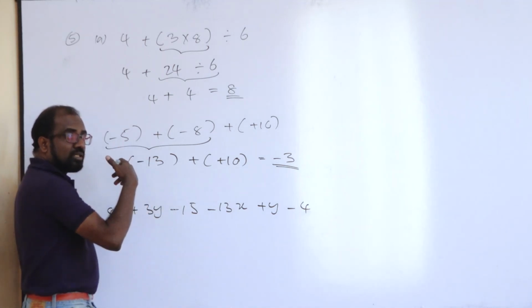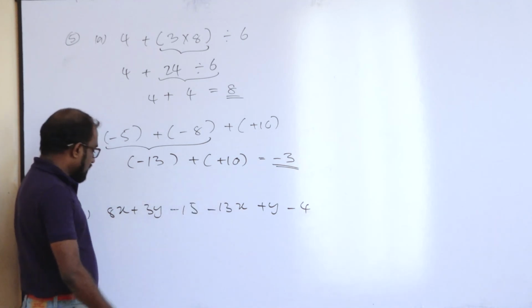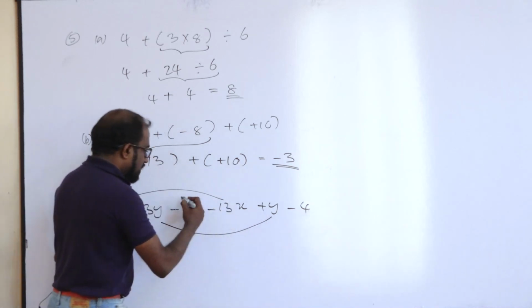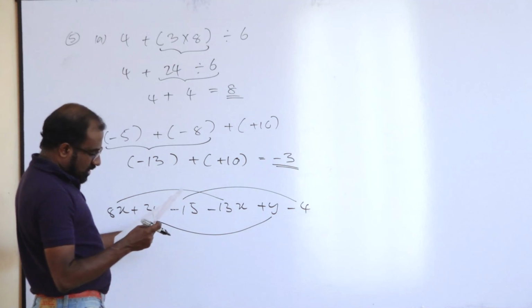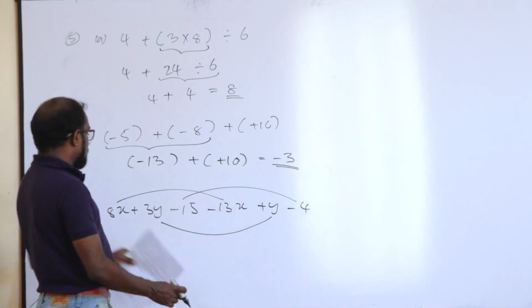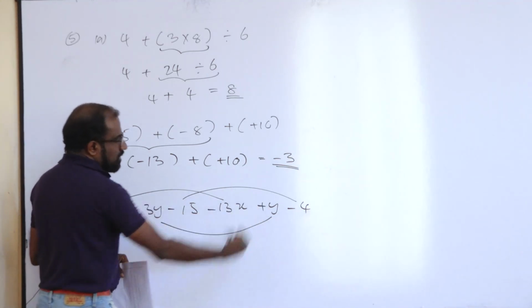There is one more thing: like terms are simplified together. x with x, y with y, numbers with numbers. Look at the numbers carefully. 8x plus 3y minus 15 minus 13x plus y minus 4.